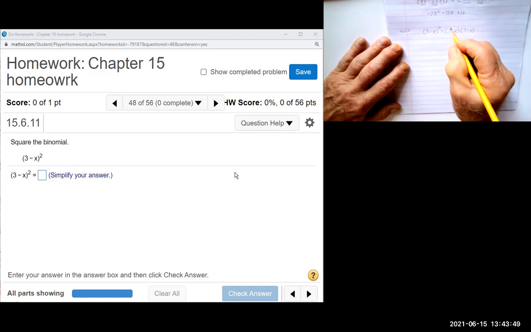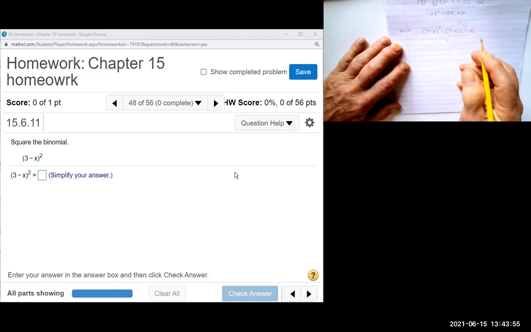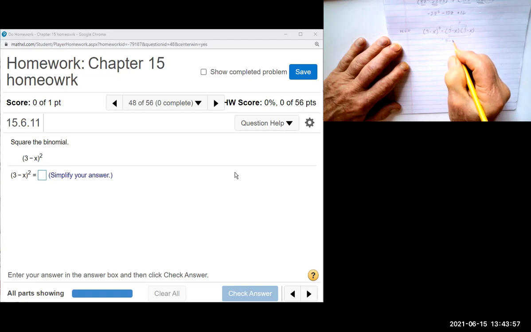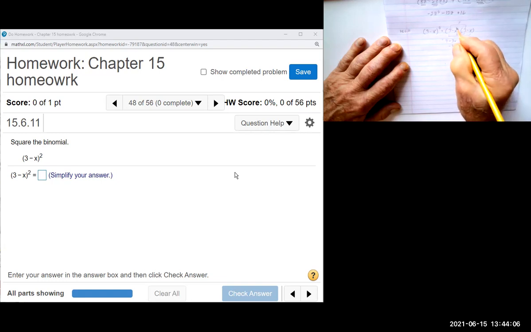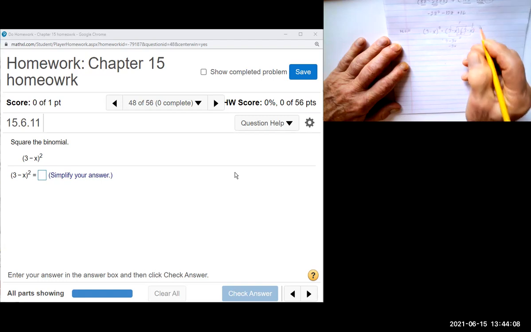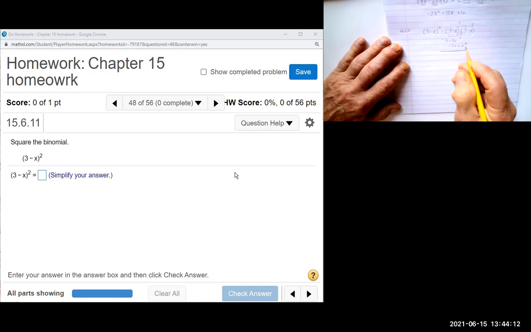Now we're going to use FOIL, so we're going to multiply the first terms together and get 9. We're going to multiply the outer pair of terms together, getting negative 3x. We're going to multiply the inner terms together, also getting negative 3x. And finally, the last terms together, getting plus x squared. Consolidating, we're going to have 9 minus 6x plus x squared.